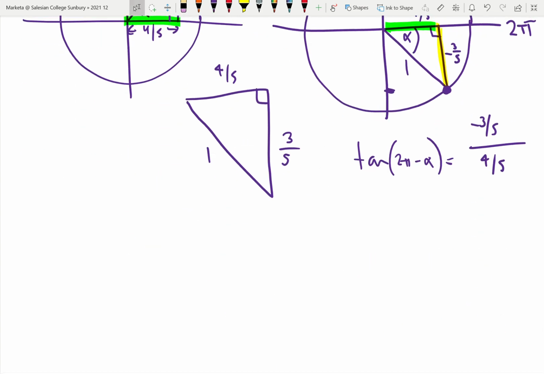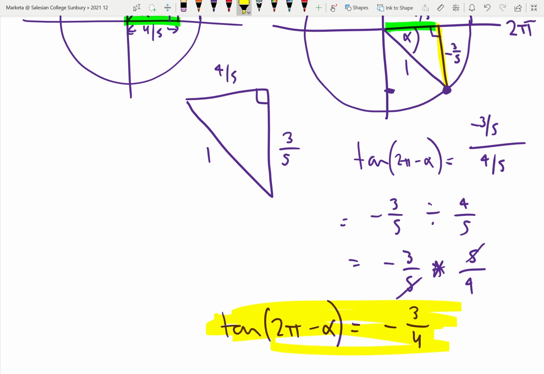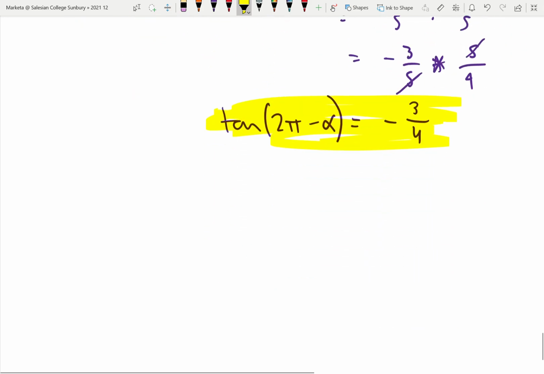So that's going to be neg 3 fifths divided by 4 fifths, neg 3 fifths times, keep change flip, 5 on 4, cancel, cancel, equals negative 3/4. So tan of 2 pi minus alpha equals negative 3/4. And that is that. And I think that's the end of them there.